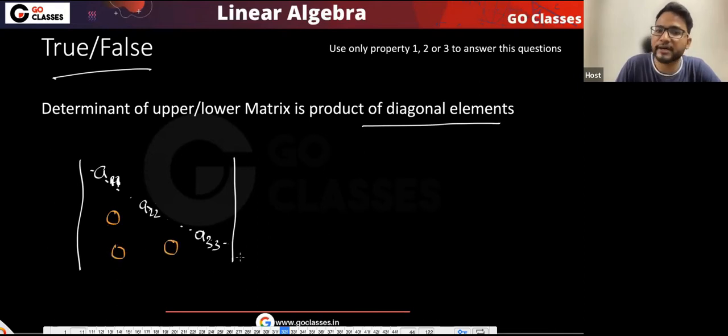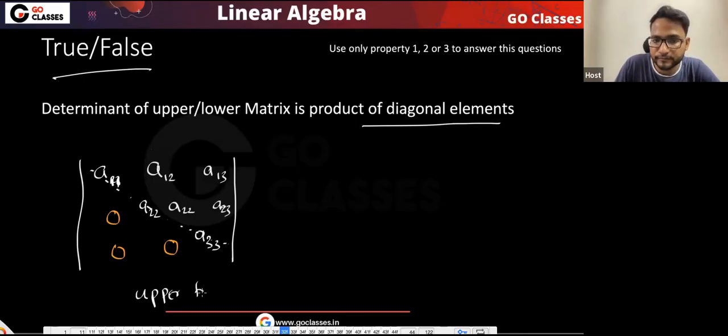These three are definitely zeros. Other than these three, the elements could be anything. So here this is a12, a13, a22, a33, a23, like that. These elements could be anything, but the ones below the diagonal must be zero, and this is called upper triangular.